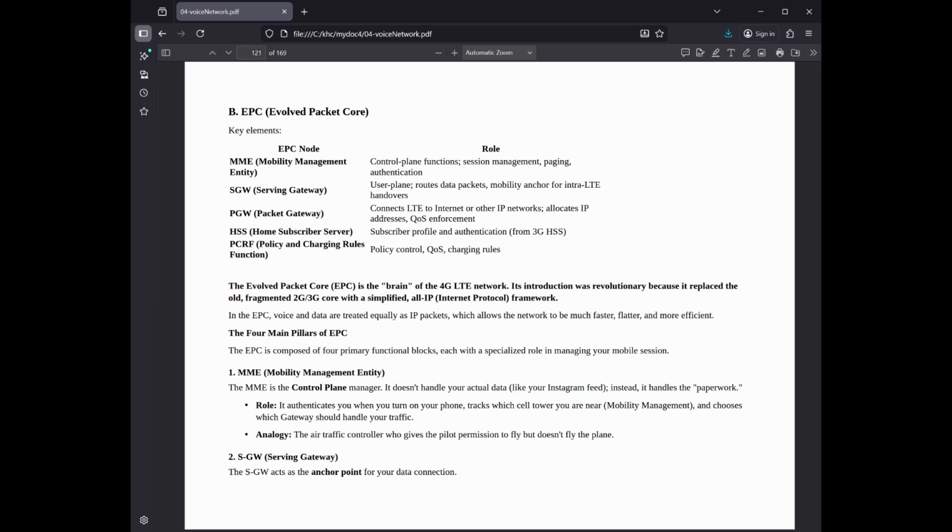Role: it authenticates you when you turn on your phone, tracks which cell tower you are near (mobility management), and chooses which gateway should handle your traffic. Analogy: the air traffic controller who gives the pilot permission to fly but doesn't fly the plane.